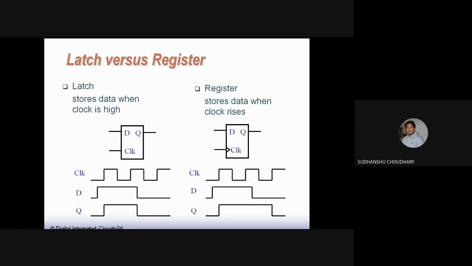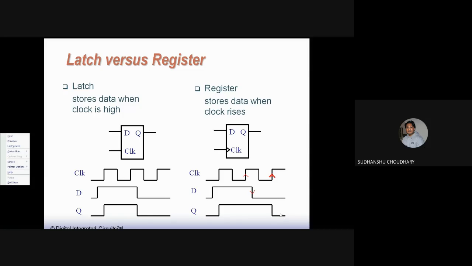Right. So here you will see that these are the positive edges. D is making a transition here, but Q is not affected because it will wait for the next positive edge to come in. Then only will the changes be reflected at Q, that is the output. Next positive edge comes over here, and at this positive edge only, Q output will follow D.